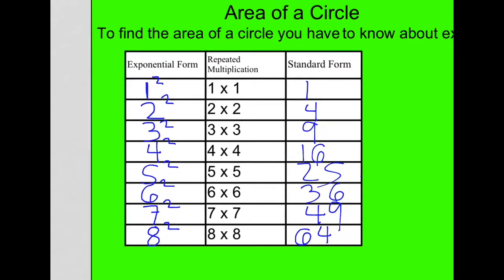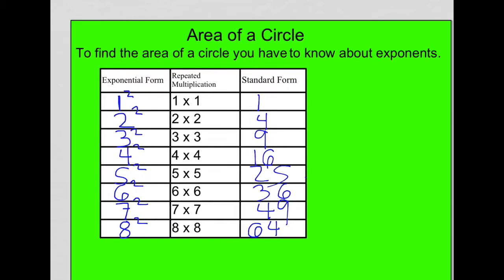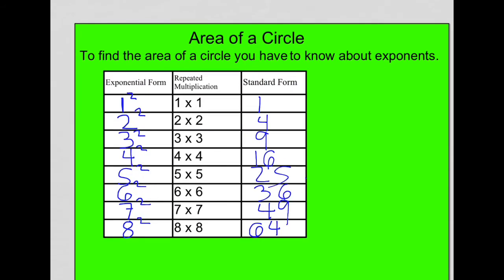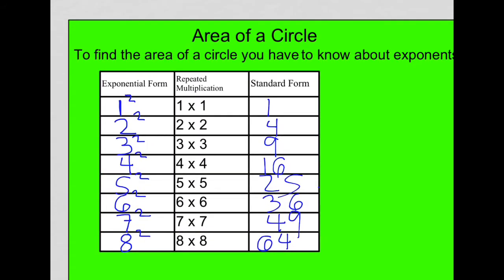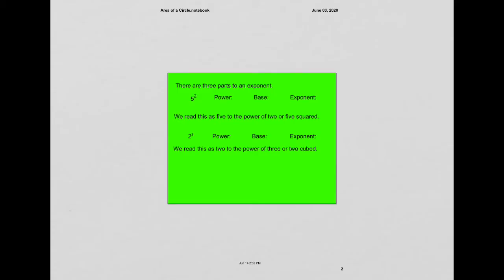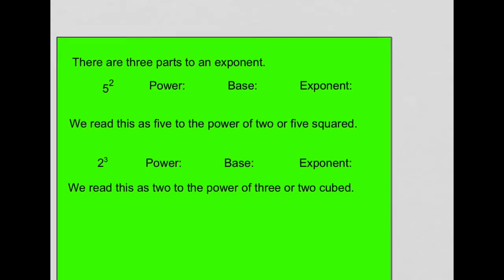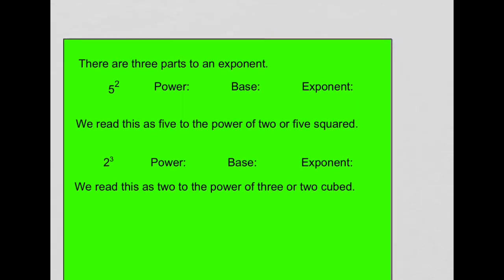Now, all of these exponents that we just looked at are all with an exponent 2. But we can have other kinds of exponents as well, and there are also some parts of an exponent that we need to look at. So on the next slide, we're just going to break down some of these exponents a little bit more. So there are 3 parts to an exponent. There's a power, there's a base, and there's the exponent part.